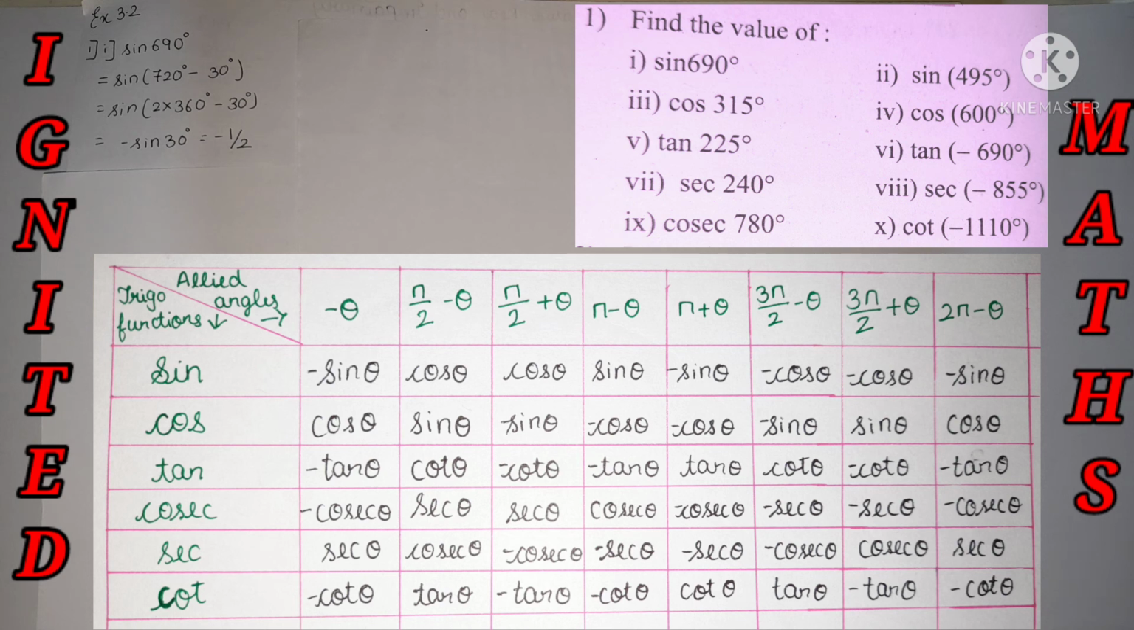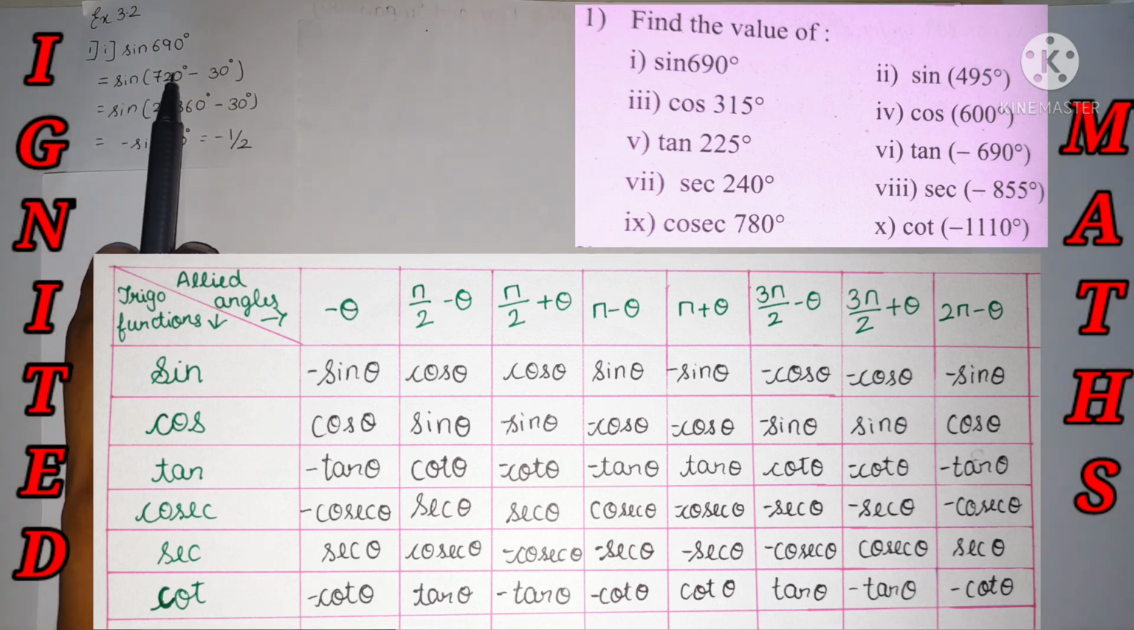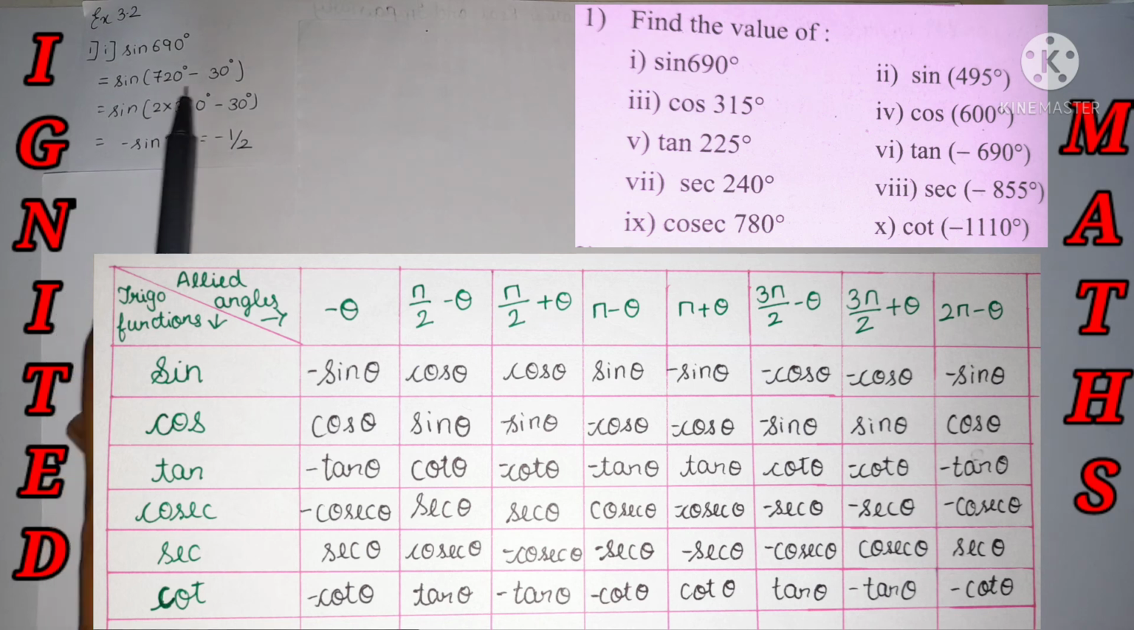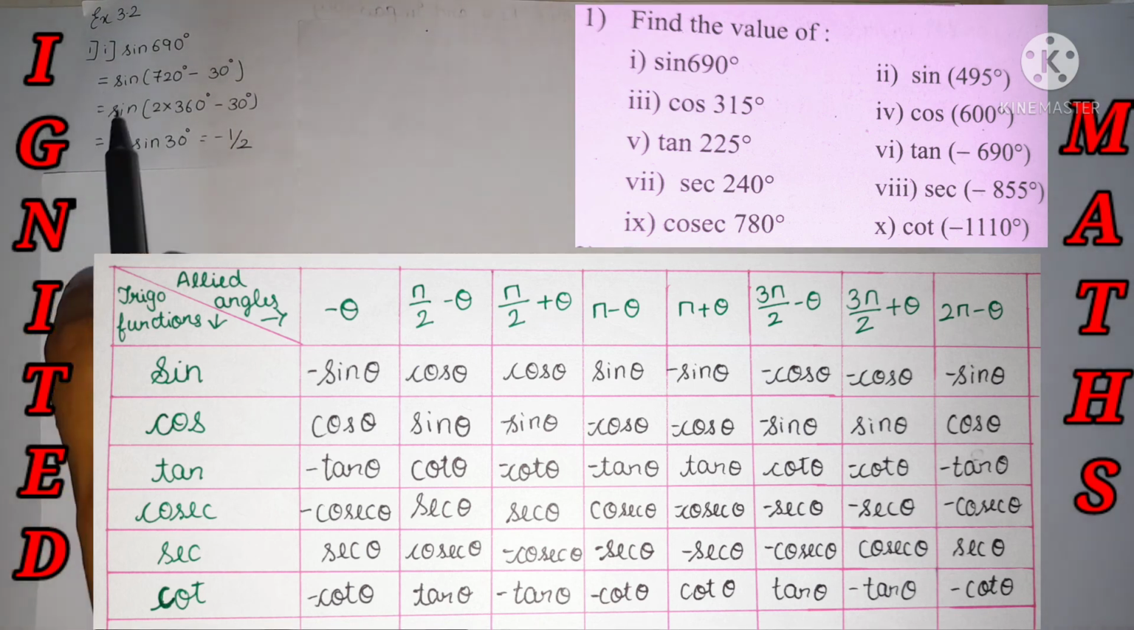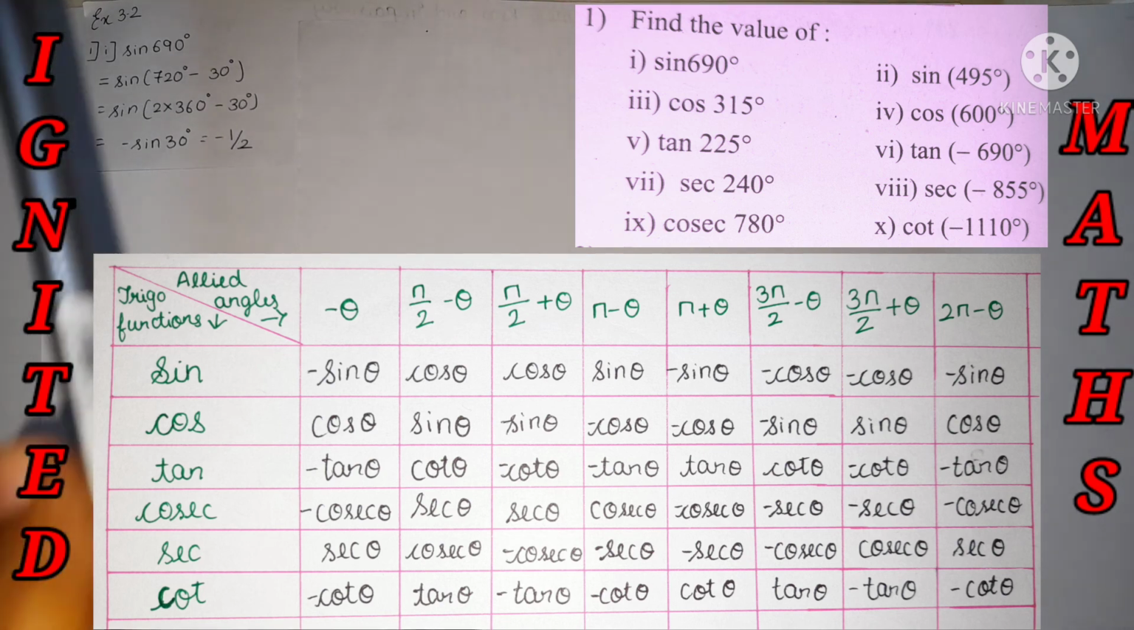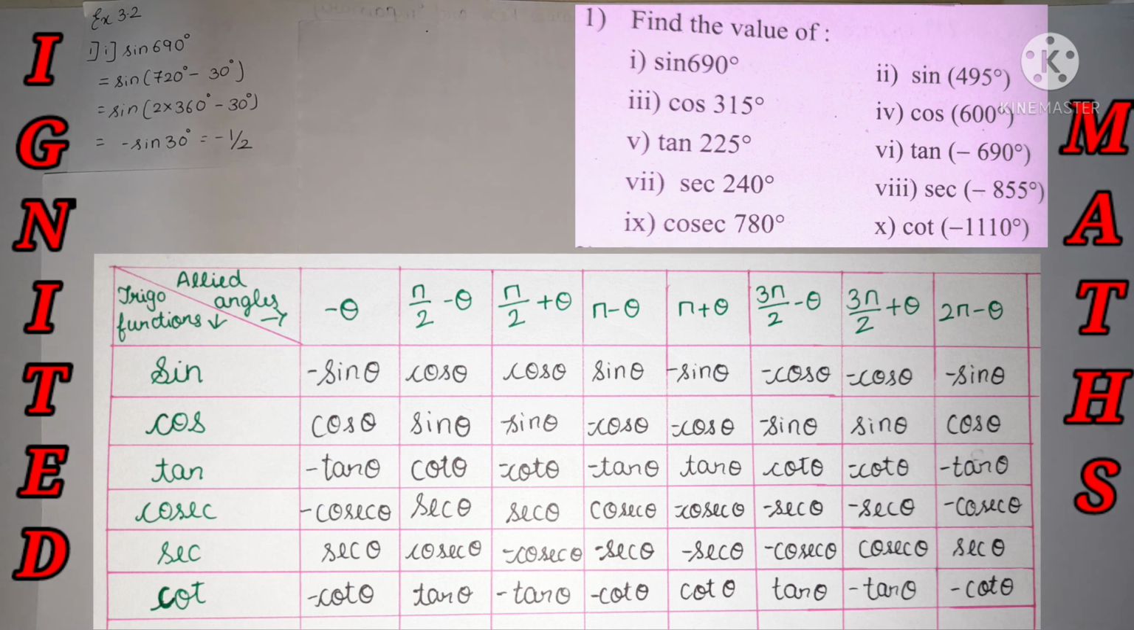So 690 degree is greater than 360 degree. According to the trigonometric functions of the allied angles, take a relation of 2 pi, that is nothing but 360 degree. So I have taken 720 degree minus 30, which is nothing but 690 degree. But why did I take 720 degree? Because it's a multiple of 2 pi, 2 into 2 pi. Yes. So sine of 2 into 2 pi minus theta is nothing but minus sine theta, and theta over here is 30 degree. So minus sine 30 degree. Sine 30 is nothing but 1 by 2. So this is how we need to solve it.